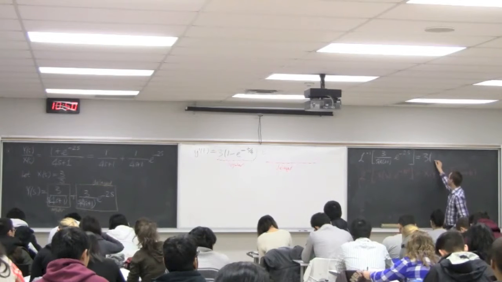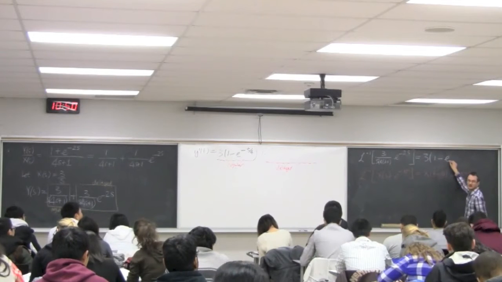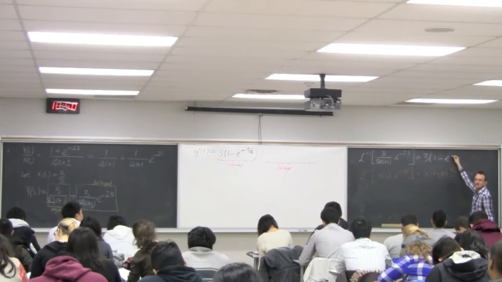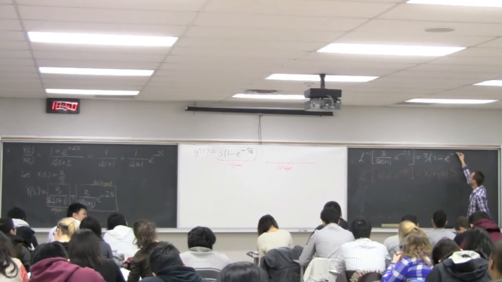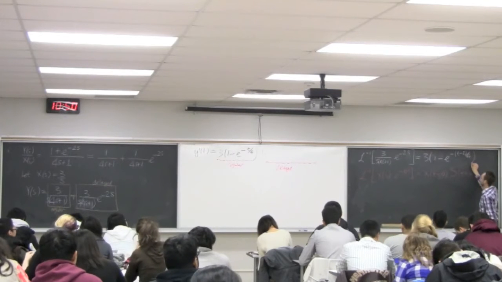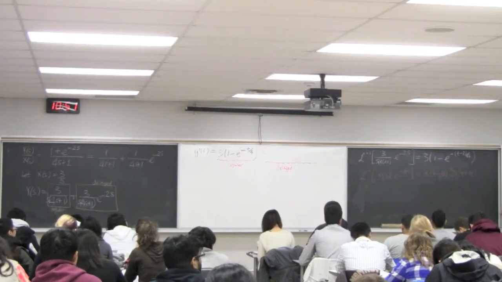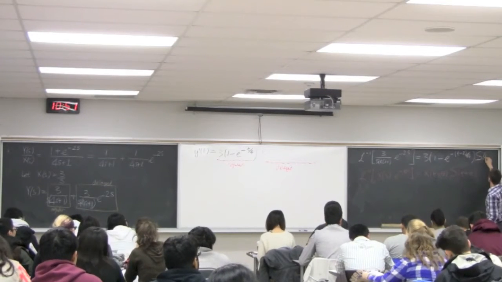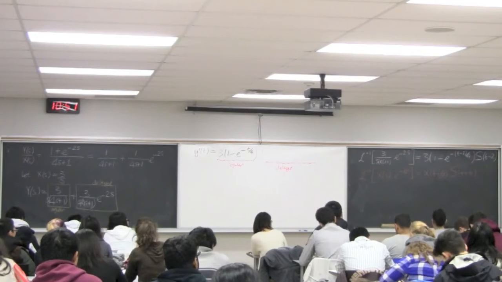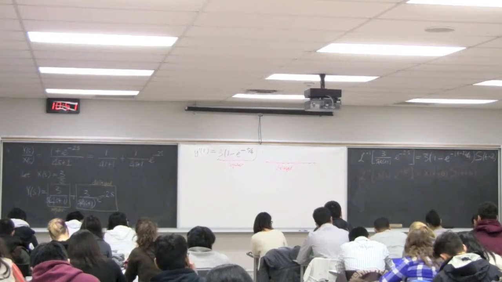Three into one minus negative C minus two. And then multiply by capital S C minus 3. Okay. So simply do the regular inversion of this function.